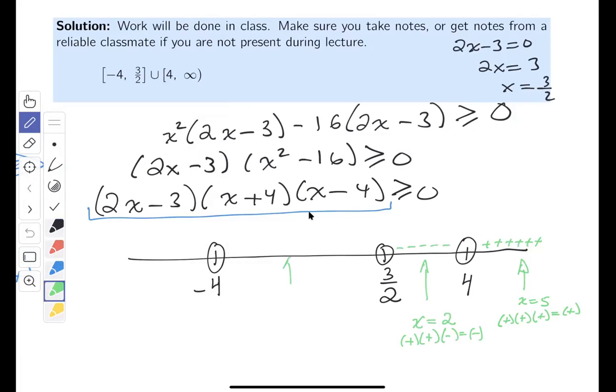Let's go over here. Let's try a number between minus 4 and 3 halves. I say a really good number in between those two, but again, you're free to choose. I would choose 0. What would you get? Negative on the first factor, positive on the second, and then a negative number on the third factor. Well, what does it give you? A negative times a positive times a negative. Overall, it's positive.